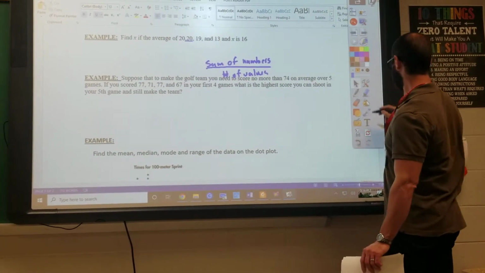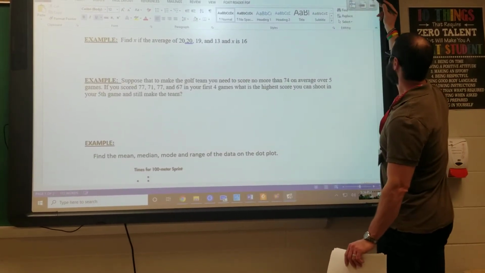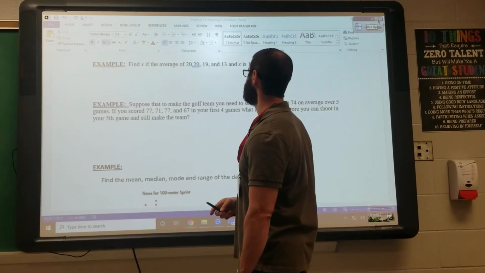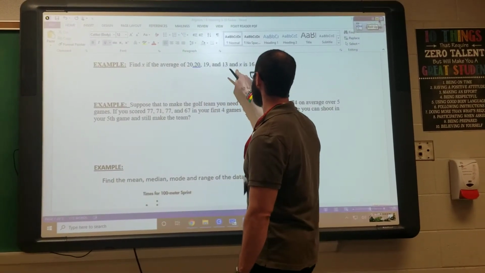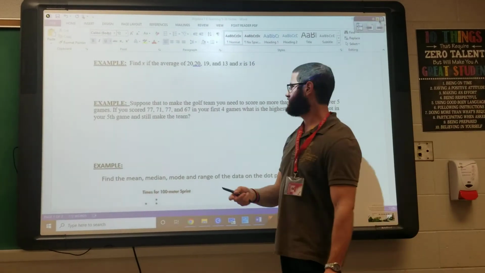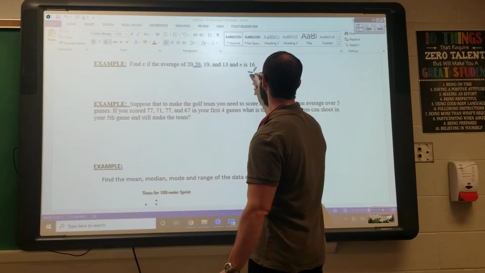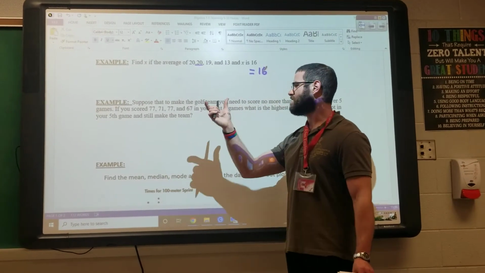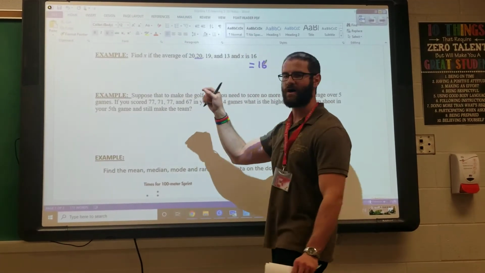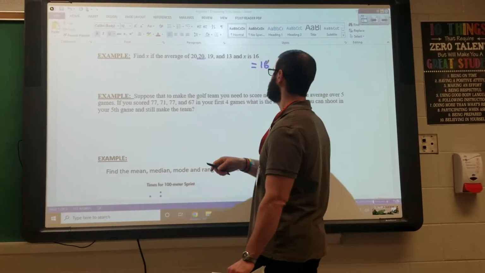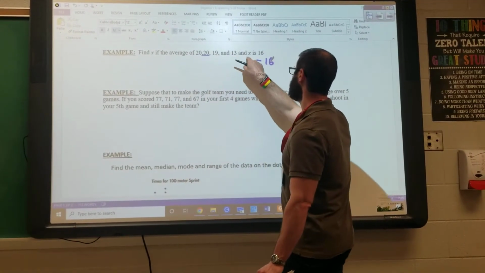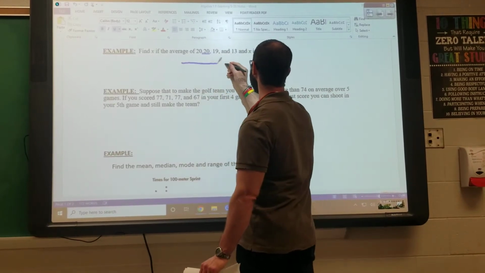Let's start with an application of mean, or average. It says find x if the average of 20, 20, 19, 13, and x is 16. So the mean is 16. What is the definition of mean? It is the sum of all the terms divided by the number of terms. 20, 20, 19, 13 is 4 terms, and the x makes 5. So we have 5 total terms.